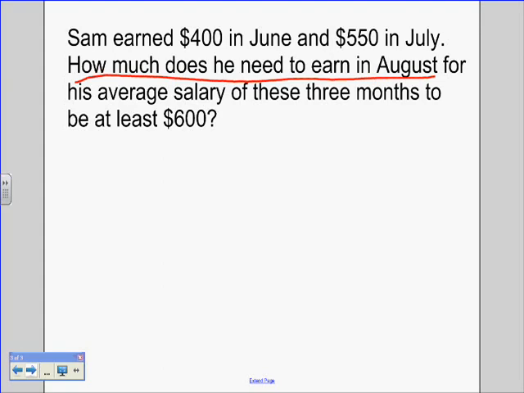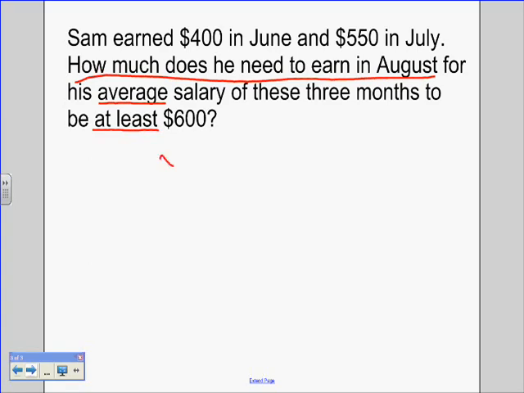So we're seeing something here that we just saw in our chart. At least. So when we see that term at least, we know that we're going to be working with our greater than or equal to symbol. We should expect that to show up whenever we write down information about this question. Another really important piece of information here is his average. So we're looking at average salary. That's important because it's going to help us define an inequality that's going to let us solve this.